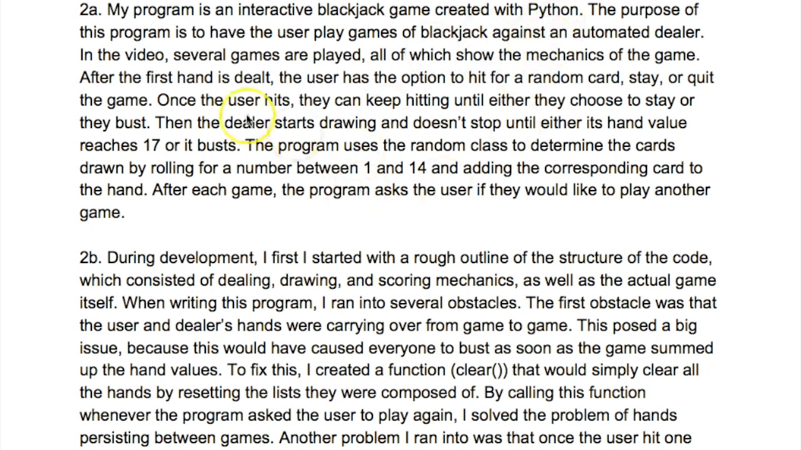He says that his program was created with Python. Right then and there, because he included a programming language, the judges automatically check off that box. You need to state what kind of programming language you're using, whether it be verbal in your video or whether it be in section 2A as a write-up.